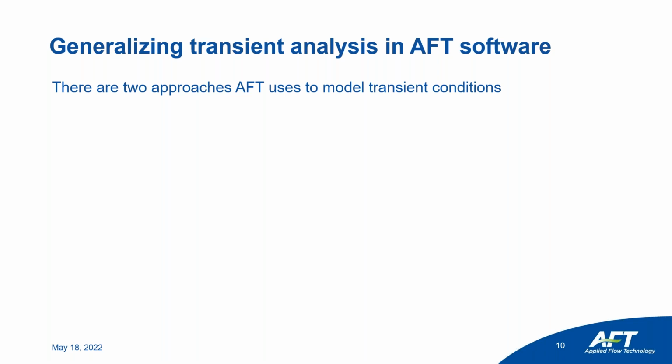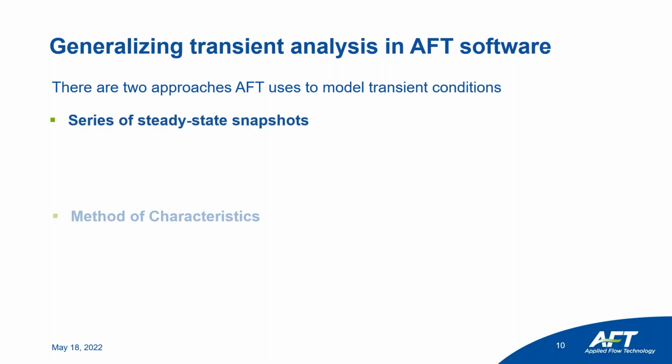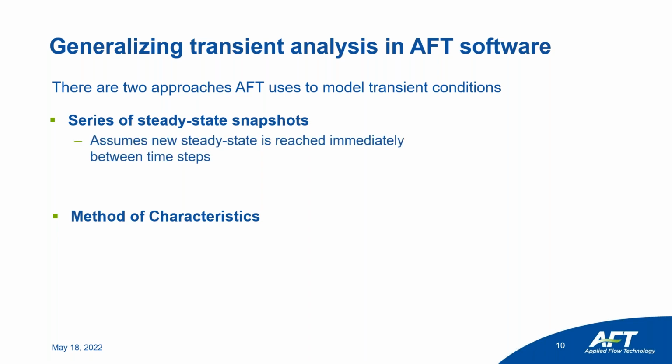So there's really 2 approaches that we use to model these transient conditions. The first we've talked about in pretty thorough detail, which is the series of steady state snapshots. And the second is the method of characteristics. So the steady state snapshots, as we've mentioned, it assumes a new steady state is reached immediately.